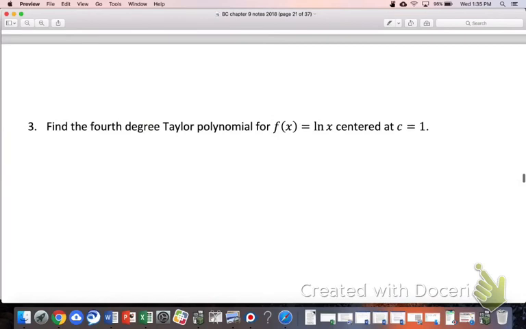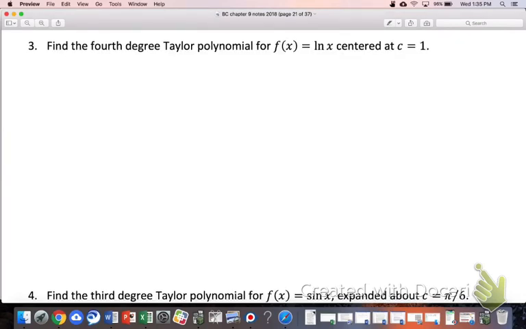Okay, so number 3, let's see if you can do some of your own original work here. This says, find the 4th degree Taylor polynomial, no longer Maclaurin, for f of x equals natural log of x, not centered at 0, but centered at c equals 1. So this is kind of like that second little video that we did. I'll give you some time to experiment and try this. Compare answers. I'll be around to help if you need it.